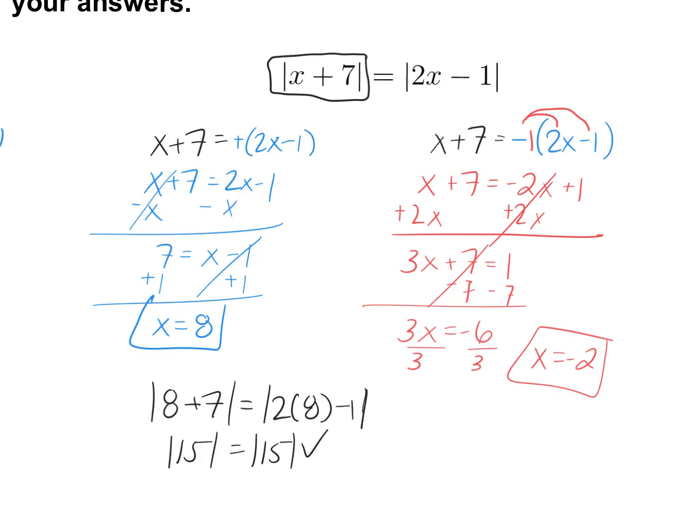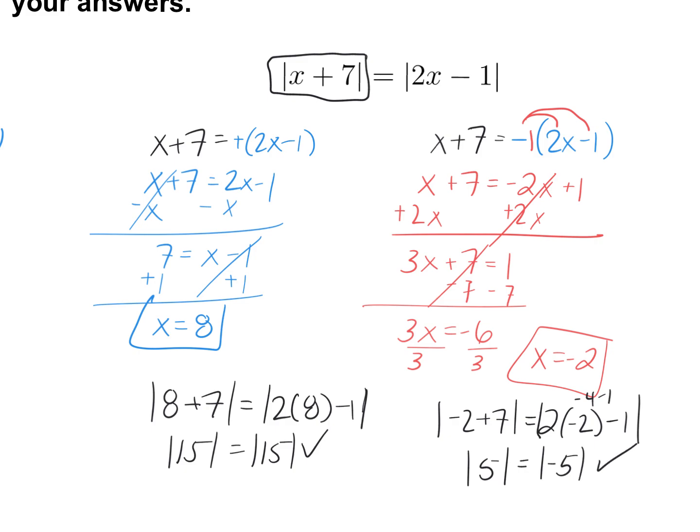That's good. And then when I plug in negative 2, I have the absolute value of negative 2 plus 7 is equal to the absolute value of 2 times negative 2 minus 1. So negative 2 plus 7 is going to give us 5. That would be negative 4 minus 1. So I get the absolute value of negative 5. And when I take the absolute value, those are both good.